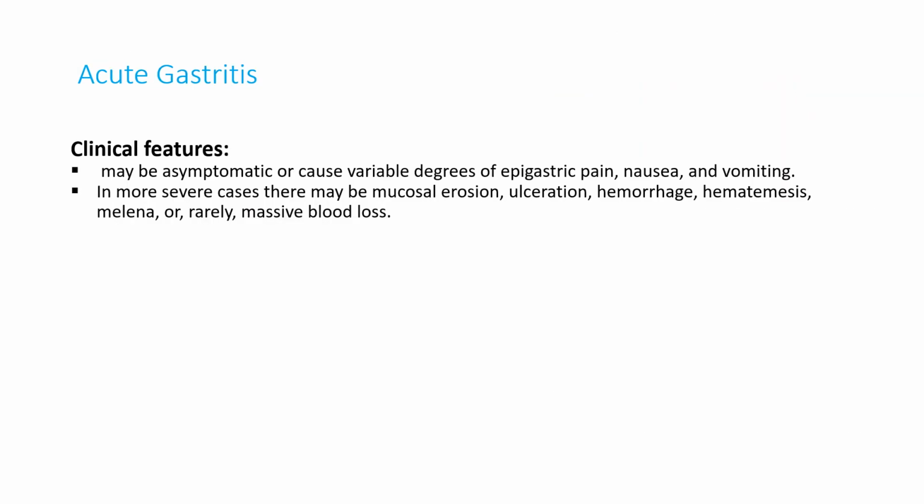Acute gastritis may be asymptomatic or cause variable degrees of epigastric pain, nausea, and vomiting. In more severe cases, there can be mucosal erosion, just like what we saw just now, ulceration, hemorrhage, hematemesis, melena, or rarely massive blood loss.